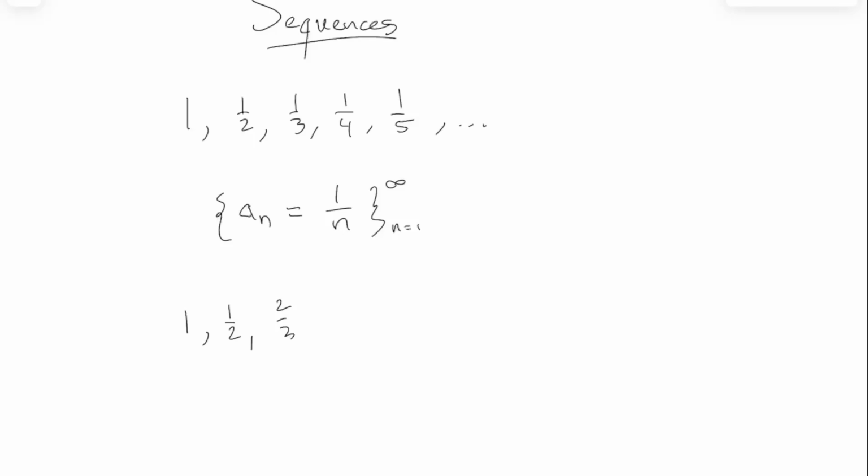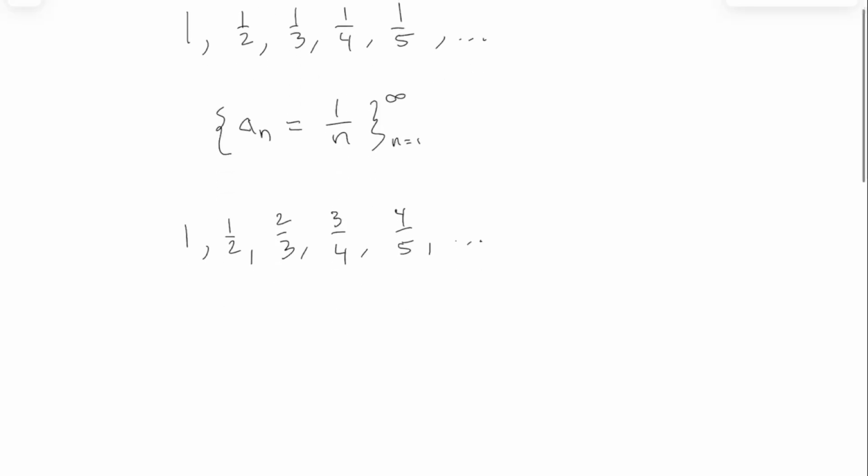Or how about something like 1 half, 2/3, 3/4, 4/5, etc. Can anyone give me a formula for that one? AN equals, what do you say? N minus 1 over n. Yeah, great. It's still just the same denominators as the one up there, but the numerator now each time is 1 less than the denominator. So this is n minus 1 over n. Excellent.